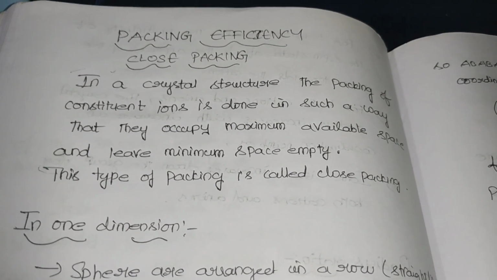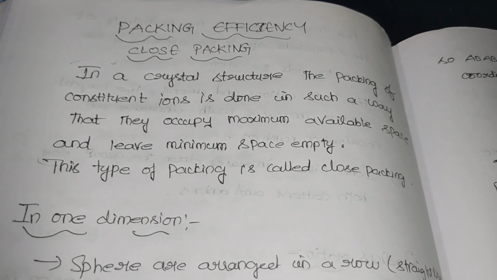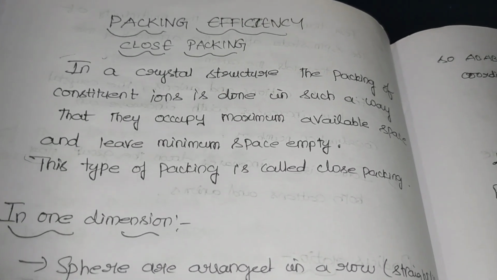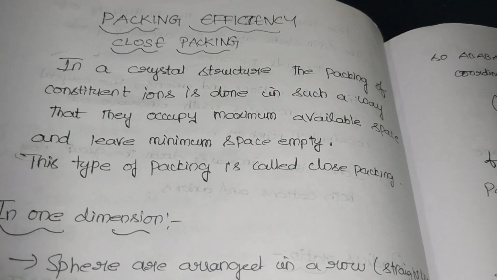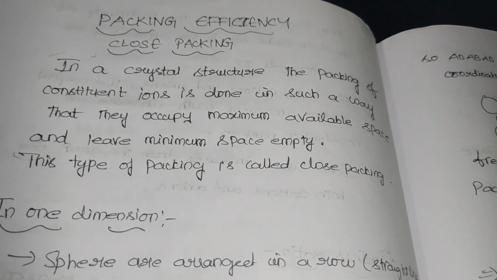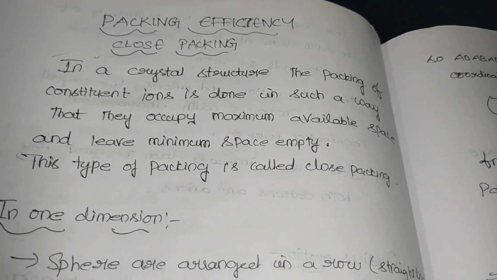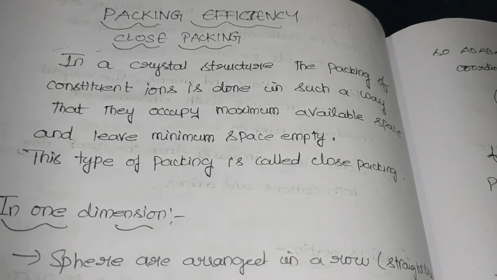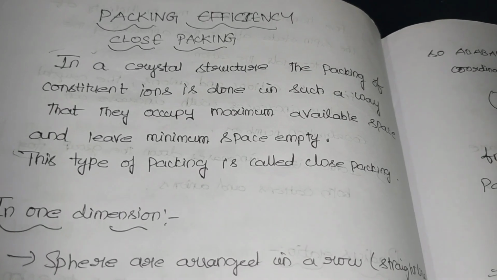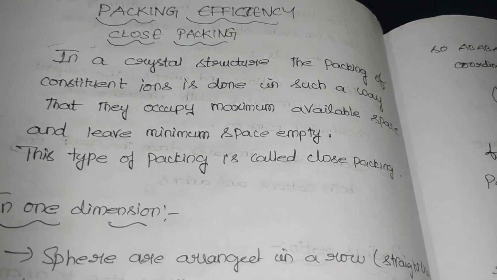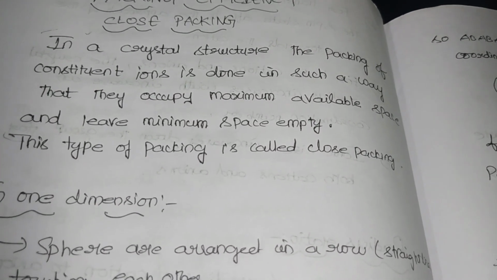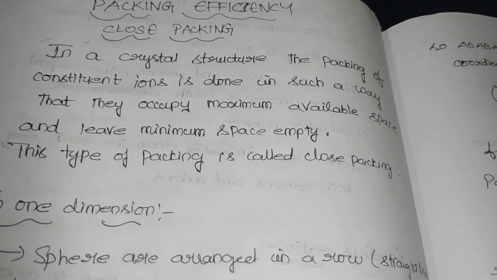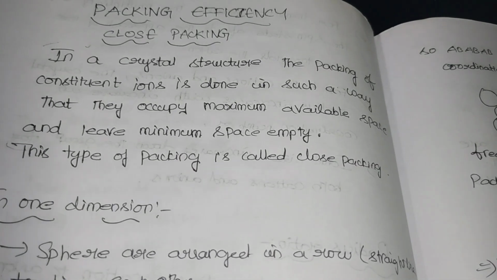In a crystal structure, the packing of constituent ions is done in such a way that they occupy maximum available space and leave minimum space empty. This is called close packing. So close packing or packing efficiency in a crystal structure means using all the available space, as much as maximum it can by packing the ions, and leaving very minimum space empty. This type of packing is called close packing.